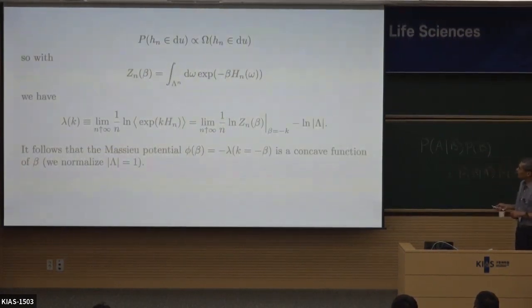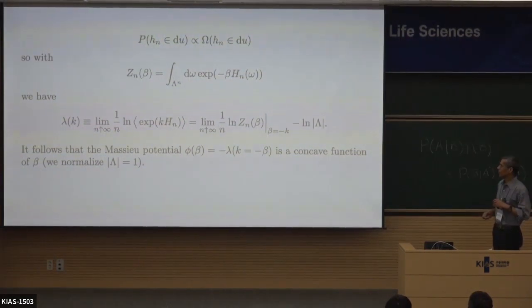So if I define a partition function in this way, introducing this parameter beta, again, remember what we did with rescaling the cumulant, right? So you write beta as n times k, and what you see then is that lambda of k is in this form. Or beta is minus k. And this is the Gärtner-Ellis form of the cumulant, right? So this tells you that the Massieu potential is minus lambda, a concave function of beta.